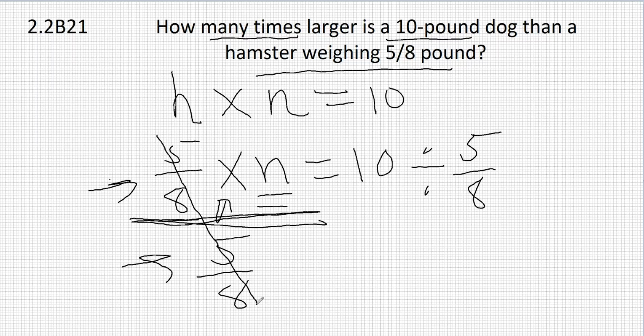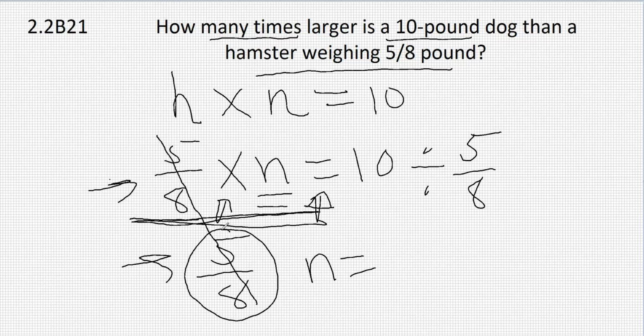So we end up with n equaling, okay, let's go back up a little bit. Now in order to keep an equation balanced, we have to do the same thing on one side as we do to the other. So if we're going to divide this side by 5/8, we also have to divide this side by 5/8. So I divided by 5/8. So now we end up with 10 divided by 5/8.